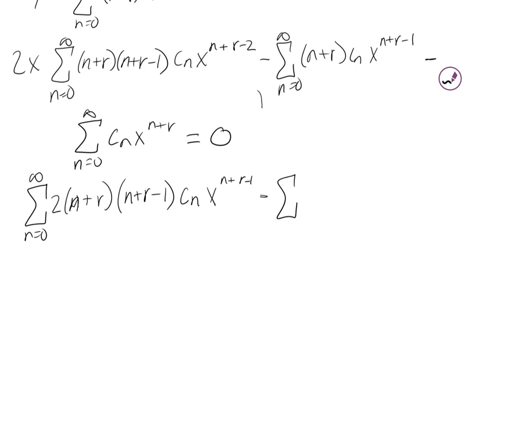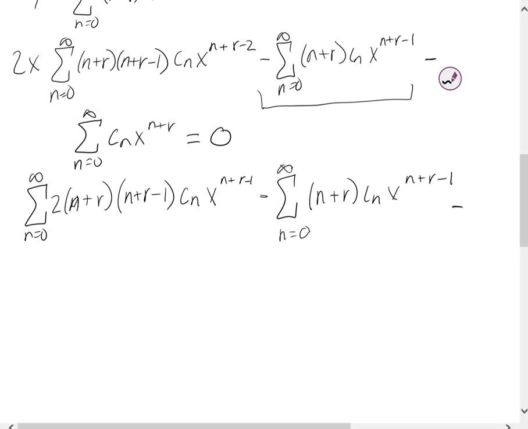minus, then we have this value right here, and that's just the same because it's already all factored and it already has x to the n plus r minus 1. So we just rewrite that, n plus r c sub n x to the n plus r minus 1. And then we subtract our other value.